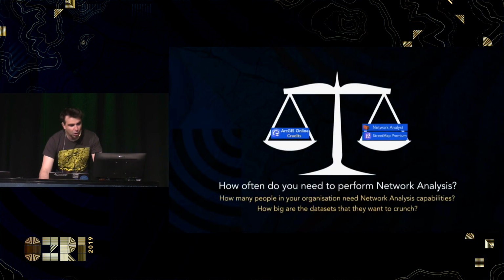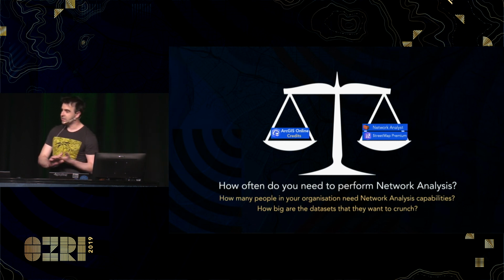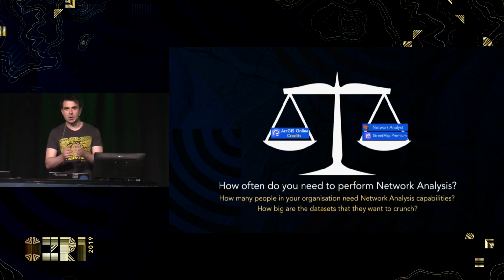So ArcGIS Online and those analysis services, they work off a transaction credit-based model. And the commercial data sets and the network analyst extension typically work off an annual maintenance-based model. So as an organization, you just need to think, well, how many times would we use these services if they were more readily available? What is the frequency that we would use them?